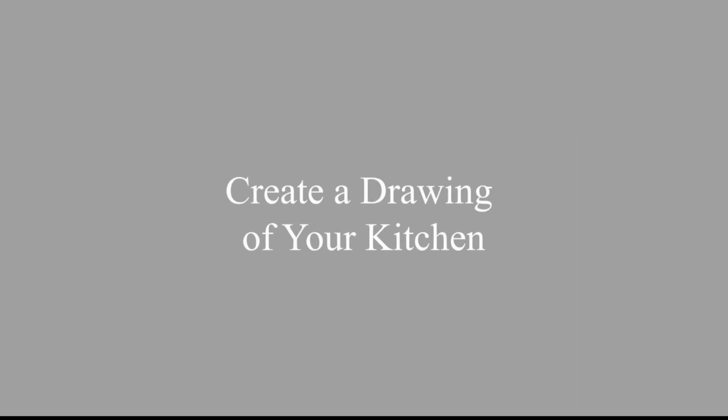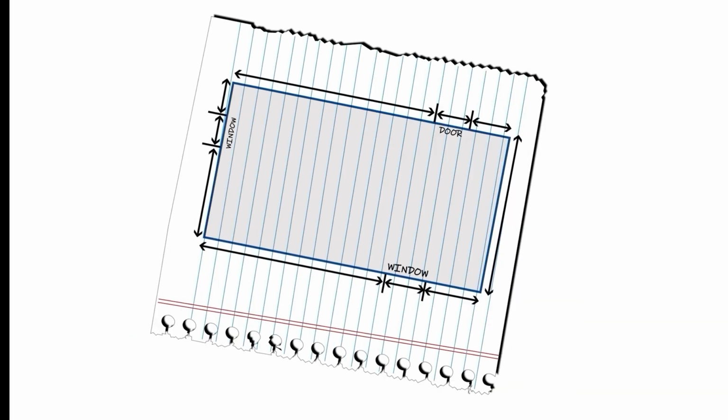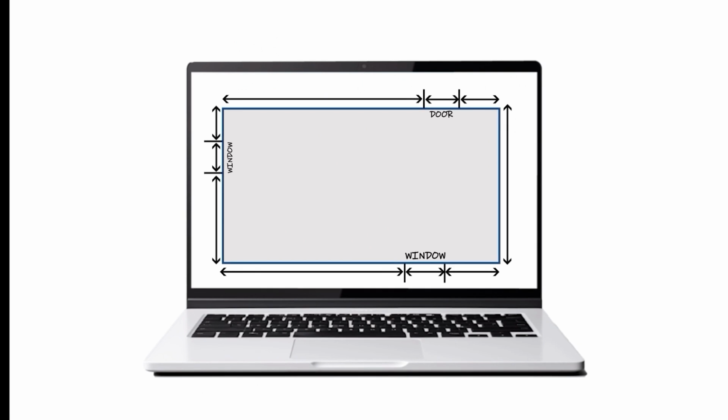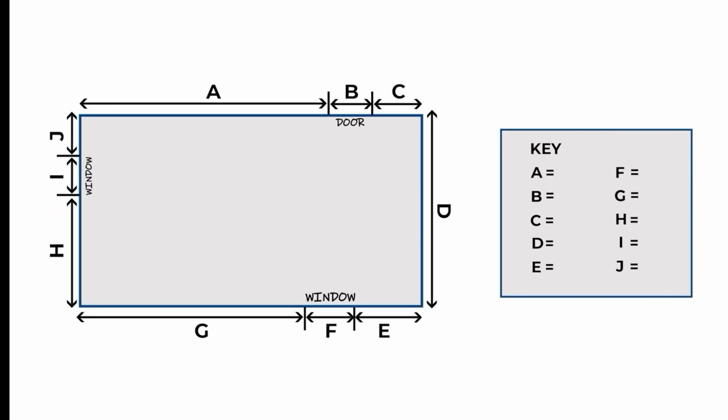Create a drawing of your kitchen. Start by drawing an outline of your kitchen using a ruler for straight lines, labeling all the openings and obstacles. You can create your floor plan drawing on paper or on your computer. Label each opening and wall with a letter and create a key where you'll write your measurement.